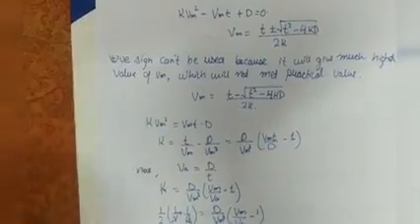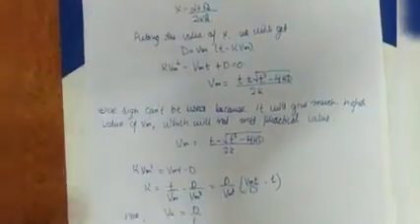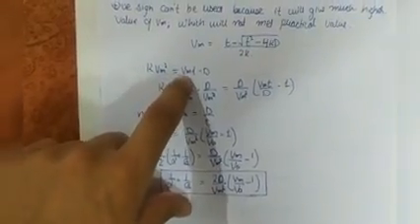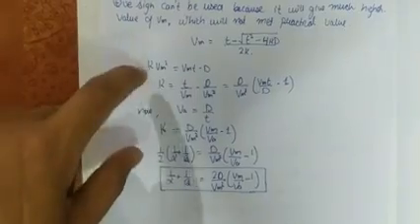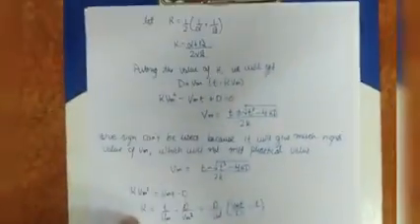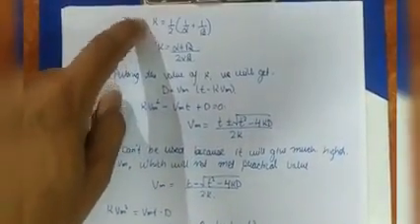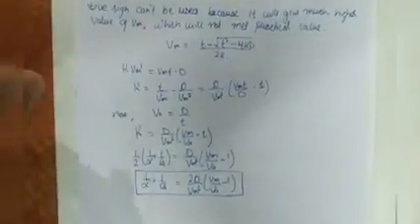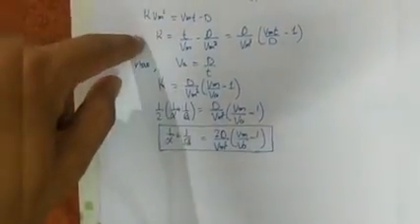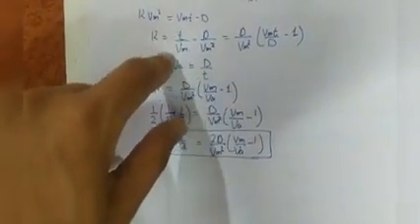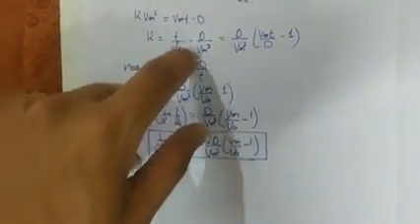Jumping to the previous equation once again, as we have written here, k Vm square is equal to Vm T minus D. Let's find out the value of k, as we mentioned earlier, that k is equal to half of 1 upon alpha plus 1 upon beta. Moving Vm square to the other side, I get k is equal to T upon Vm minus D upon Vm square.